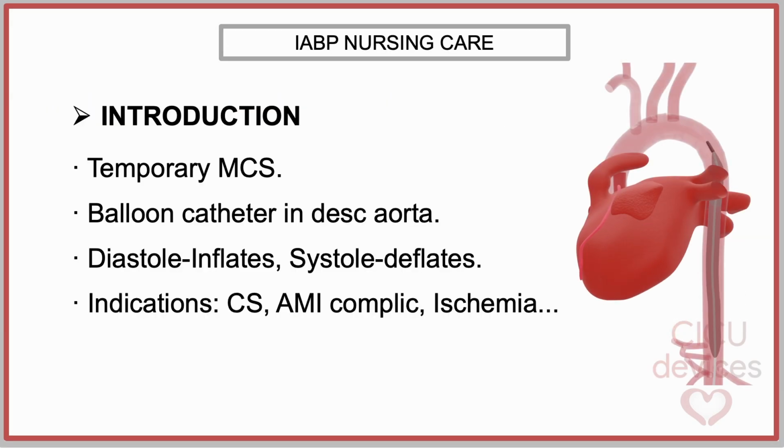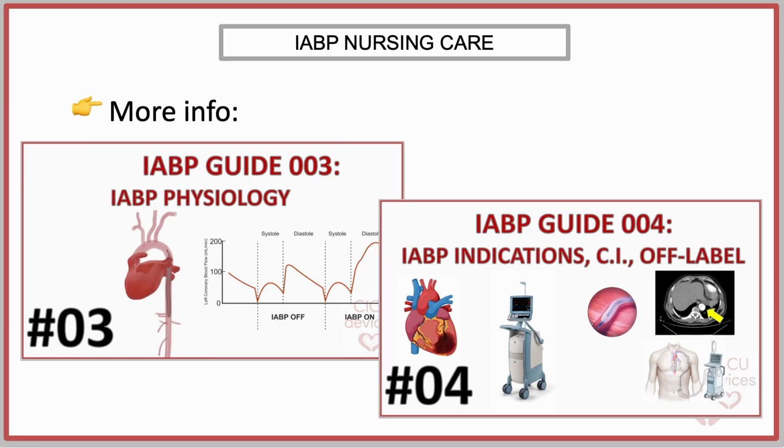The intra-aortic balloon pump is a temporary mechanical circulatory support device. It consists of a balloon catheter positioned in the descending thoracic aorta that inflates during diastole and deflates just before systole. It is frequently used in the intensive care unit in situations of cardiogenic shock, mechanical complications of acute myocardial infarction, refractory ischemia, among other clinical indications. You can find more information about the physiology and indications of the IABP in the other videos of this series.